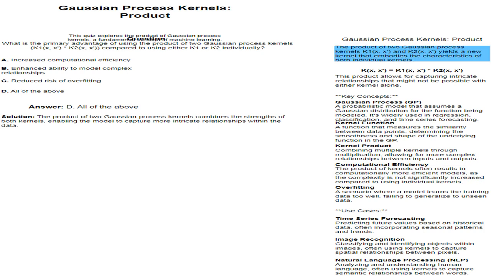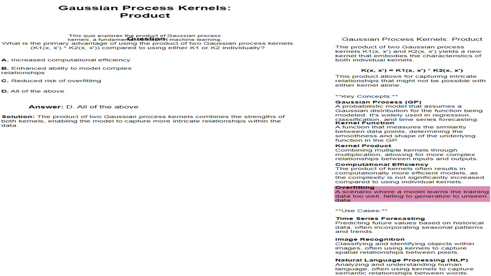False. The product of two Gaussian process kernels K1(x, x') and K2(x, x') yields a new kernel that embodies the characteristics of both individual kernels. By combining the strengths of both kernels, the product can represent intricate relationships not possible with individual kernels. For instance, if one kernel captures short-term trends and the other captures long-term trends, their product can model both effectively.